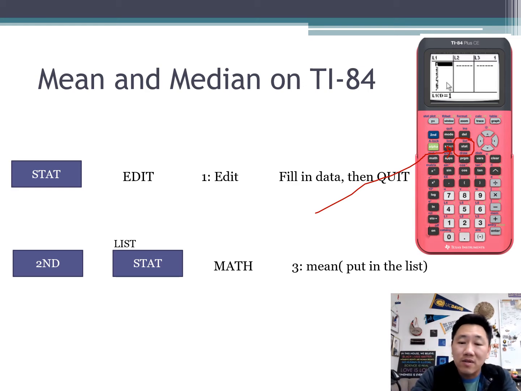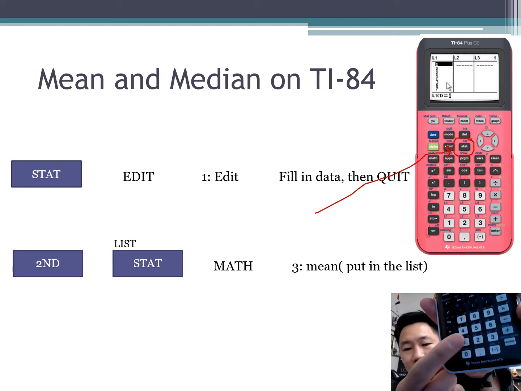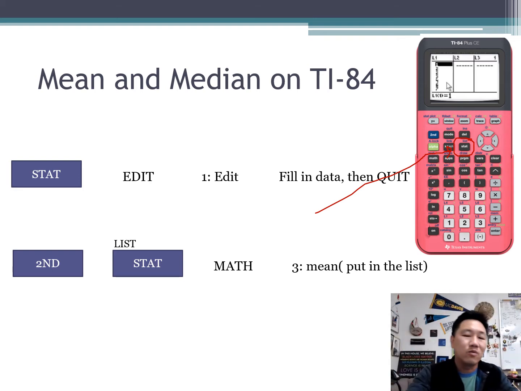And then you put in your list, the L1, whatever list you put it on. And the L1 is actually on top of the 1. So you have to be able to put the L1 in that spot. And then it'll tell you the mean. And then if you do it again for the median, it'll tell you for the median.